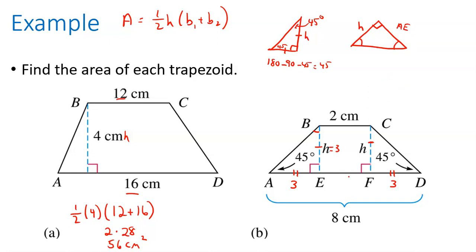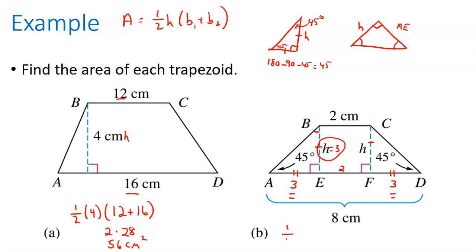Well, if the whole length is 8, and this piece up on the top is 2, this piece in the middle then forms a rectangle. So if the one on the top is 2, the one on the bottom is 2, 8 minus 2 is 6, and so that 6 is divided evenly between the 3 on this side and the 3 on that side. So all that work was just to figure out that the height was 3.